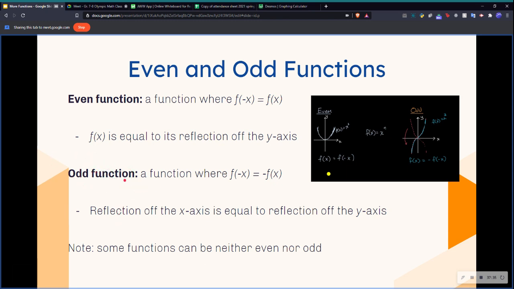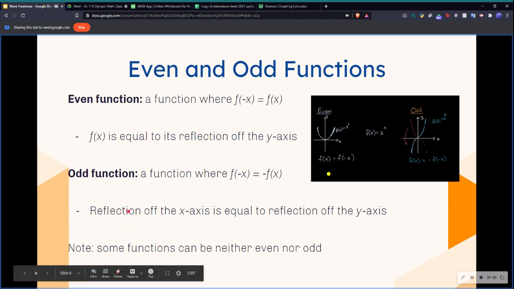An odd function is a function where you have f at negative x, instead of equal to the original function, this is equal to negative the original function. So negative f at x instead of f at x. Right? And what does this mean graphically?